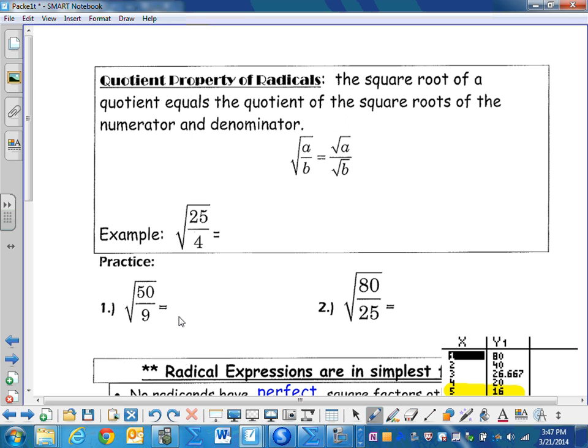The quotient property of radicals. The square root of a over b is equal to the square root of a divided by the square root of b. Here's an example. The square root of 25/4 can be rewritten as the square root of 25 over the square root of 4. Now we're able to simplify that number. The square root of 25 is 5. The square root of 4 is 2.